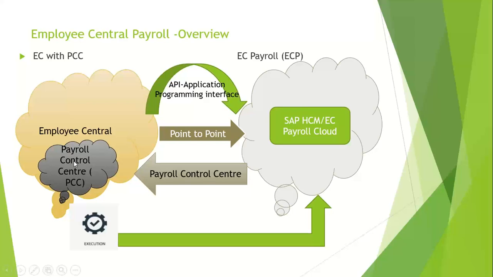So when I am executing the payroll control center, as a payroll admin I'm doing some validations and reconciliations before executing a payroll, from a master data point of view. I want to see whose address is missing. I want to see whose bank details are missing. I want to see whose address is maintained as a permanent or temporary address.